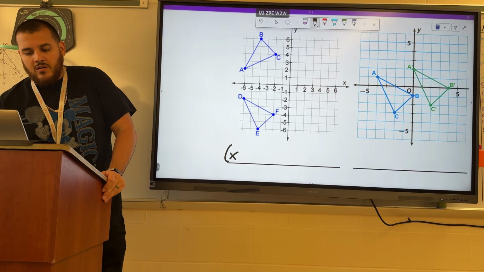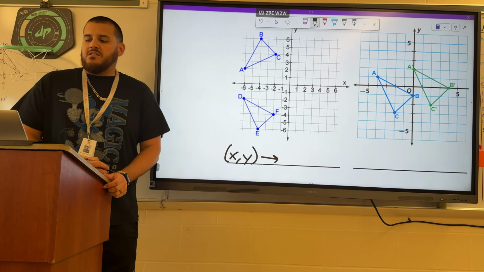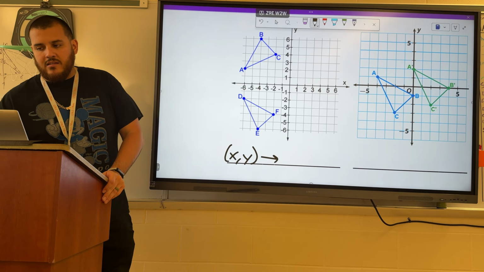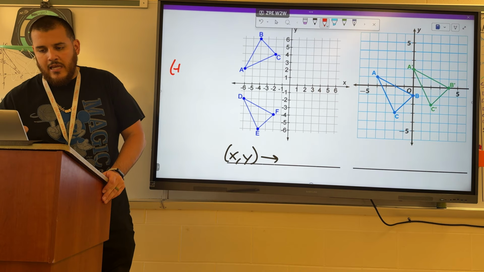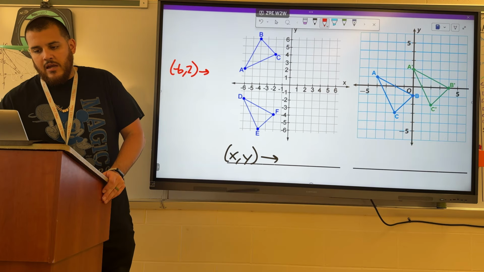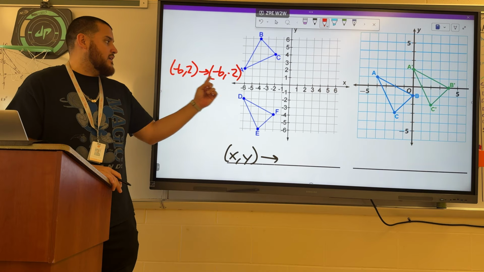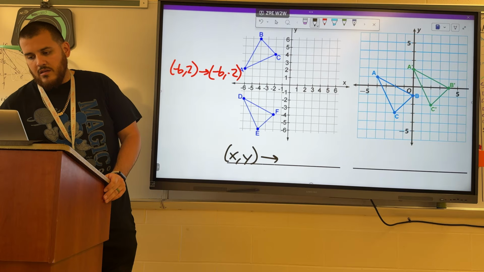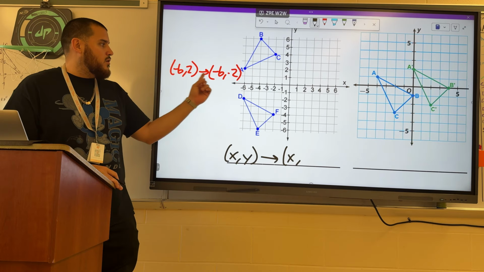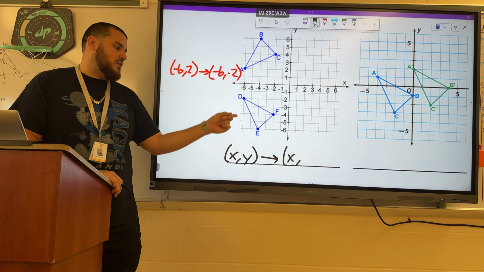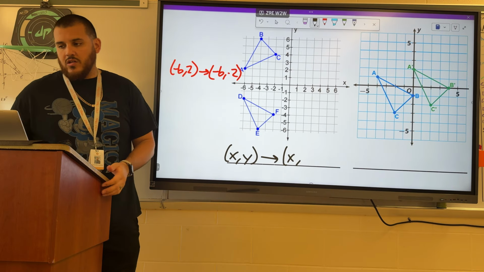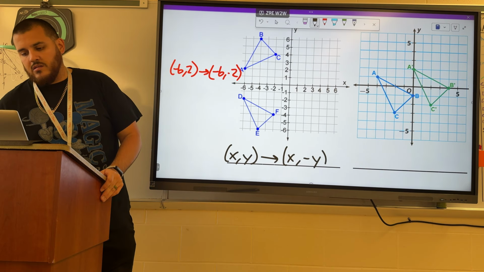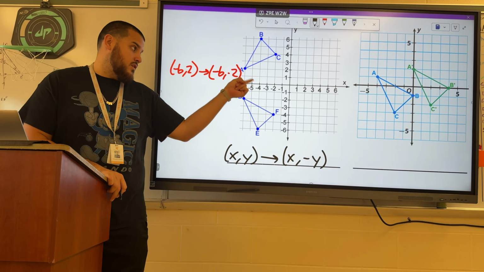Function notation, though, is describing the change of coordinates that occurs. So if we're looking at A and D as similar coordinates, we start at -6, +2, and we transform into -6, -2. So what changed? Well, the x didn't, it stayed exactly the same. So we're gonna say the same thing here, x stays x. But the y coordinate changed its sign, it went from positive to negative. So my y needs to show a change of signs. That's our function notation for this transformation.